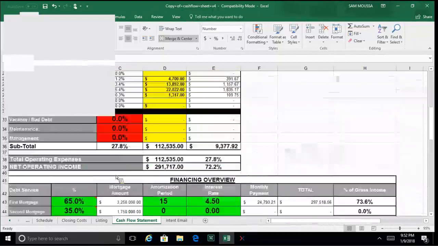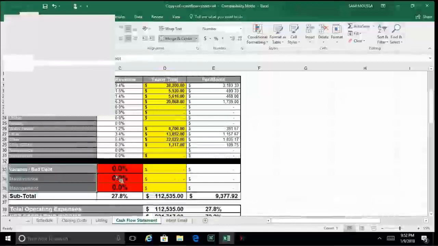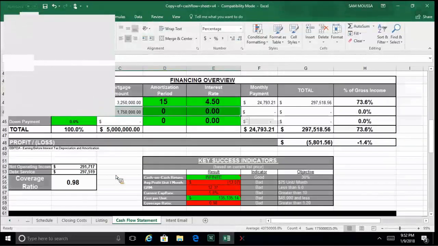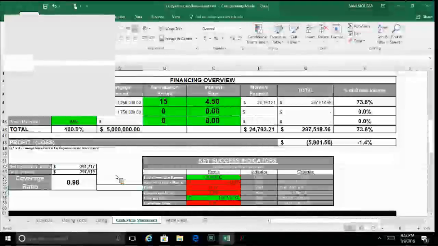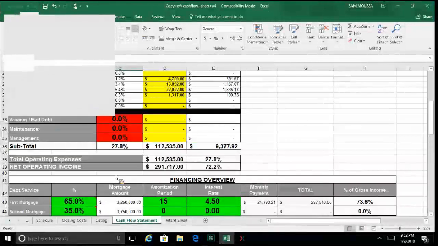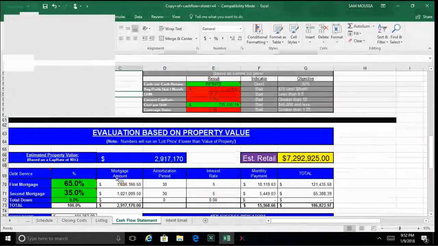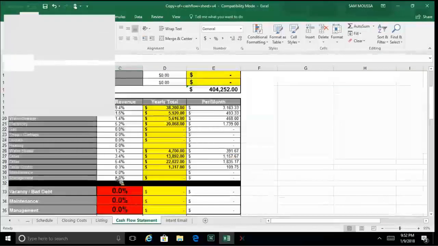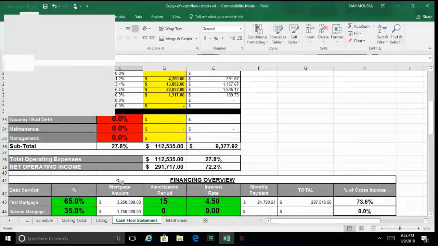This is a common occurrence for a property. You're not counting vacancy or maintenance, and you're putting a huge chunk of money down just to break even, right? And people are buying into the idea that, well, the property is going to appreciate over time, so I'll make money when I sell it. That's not what we want to do.